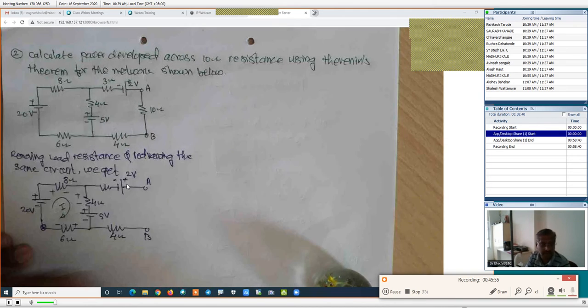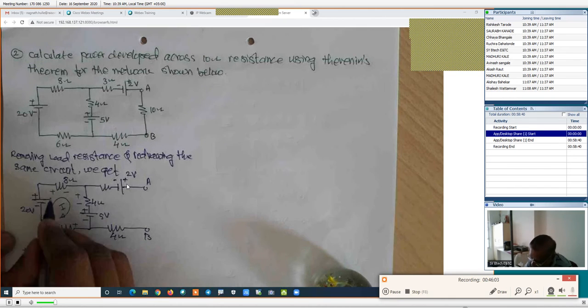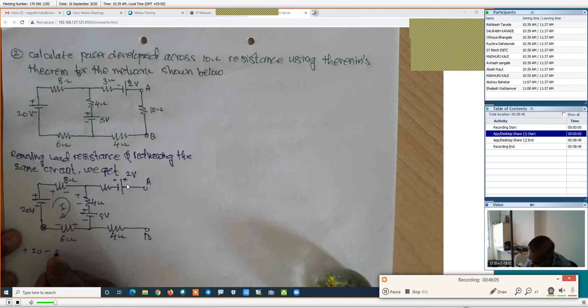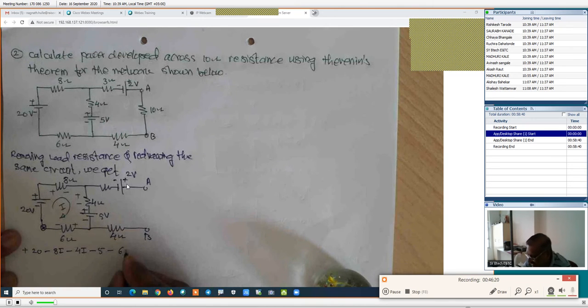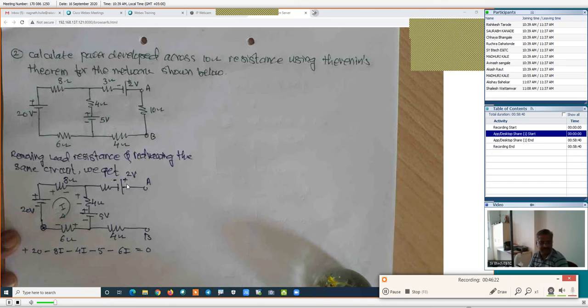we are traveling in the clockwise direction. Negative to positive, plus, its voltage is 20. Then positive to negative, minus, 8 into I is its potential. Then positive to negative, minus, 4 into I is the potential across this. Then positive to negative is minus 5. Then positive to negative, that is minus 6 into I, which is equal to 0. This is the application of the KVL.